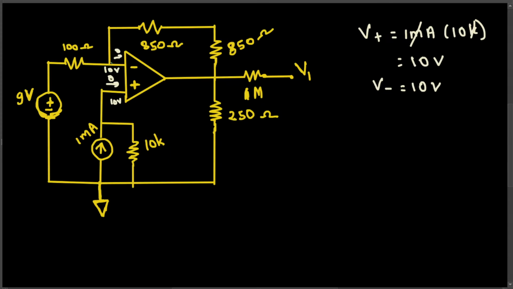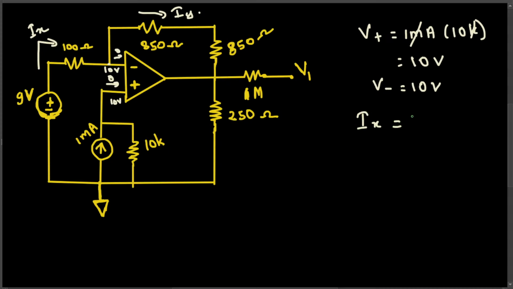From this we can apply KCL at this node and find some unknown variables. Let's call this current IX and this current IY. If the current going into the input terminal is 0, then IX must equal IY, because there's no other way for current to pass through this node. So IX is going to be equal to IY.